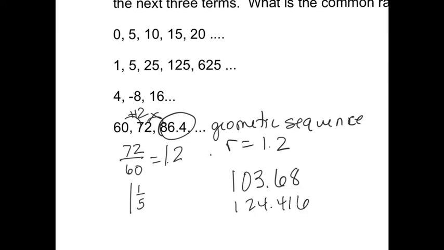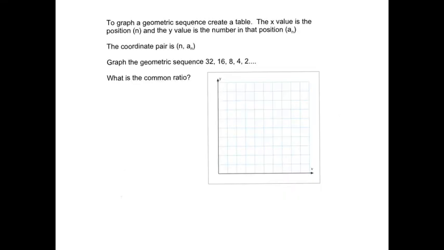124.416, which should be read as 124 and 416 thousandths. And then your third term is 149.2994, 149 and 2,994 ten thousandths. All right, let's look at the next page.